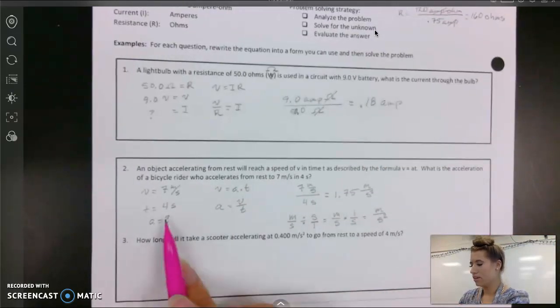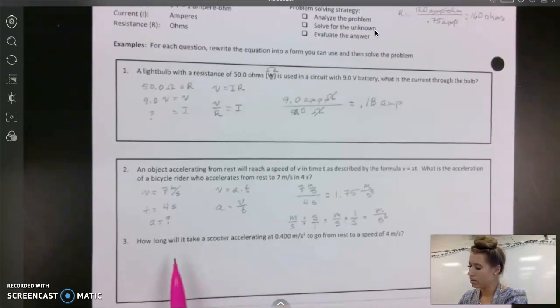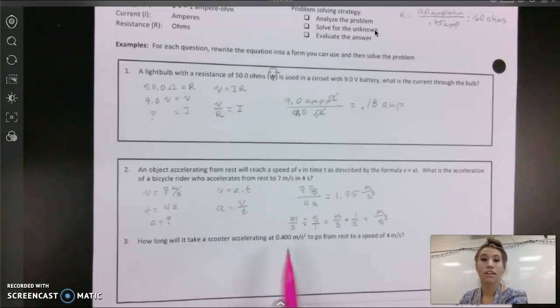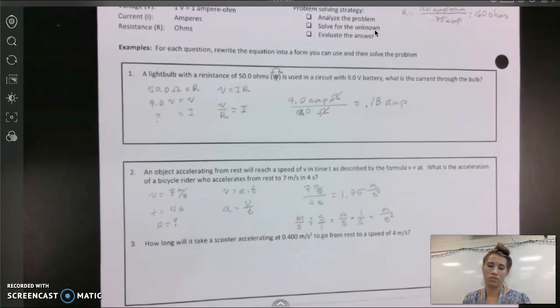And we're looking for acceleration. Well, what is the units of acceleration? We haven't talked about that yet. But if we look at the next problem, we see how long will it take a scooter to accelerate at 0.4 meters per second squared. So here it kind of confirms to us that yes, we did get the right answer. The other nice thing with evaluating is if you can put it in the context of your real life, you can think how far a meter is and how long a second is and say, is this number reasonable or is it unreasonable?